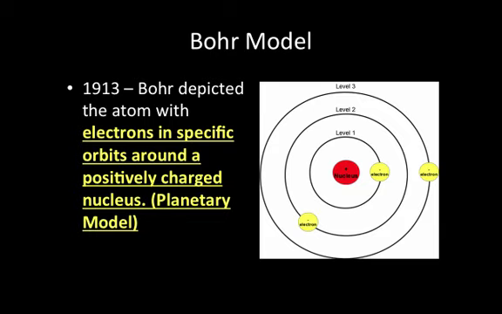So with this new information in mind, in 1913, Bohr depicted an atom with electrons in specific orbits around a positively charged nucleus. This is one you're probably familiar with from middle school, is that we have electrons that rotate around the nucleus in specific energy levels. This was also known as the planetary model, and you can probably make sense of that because it looks like planets rotating around a sun. The Bohr model was highly accepted as the model of the electron.